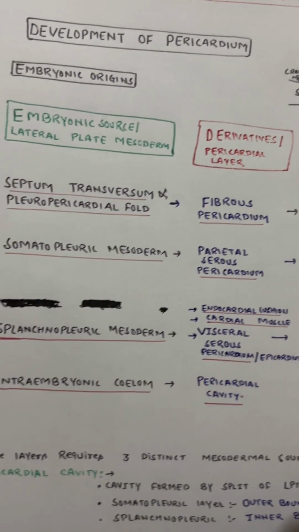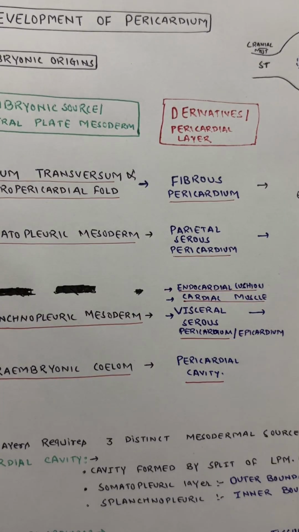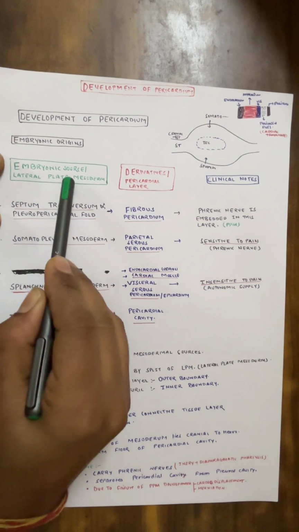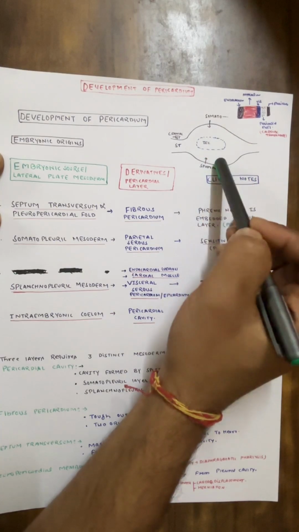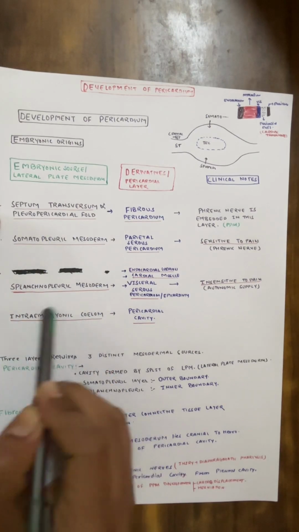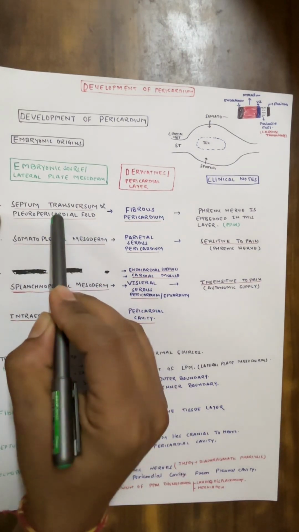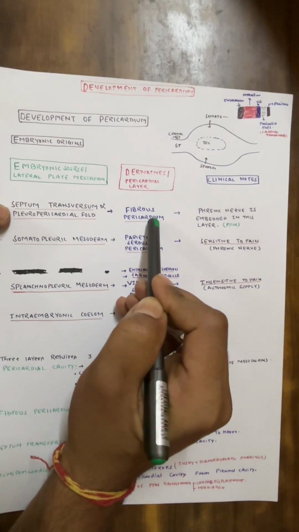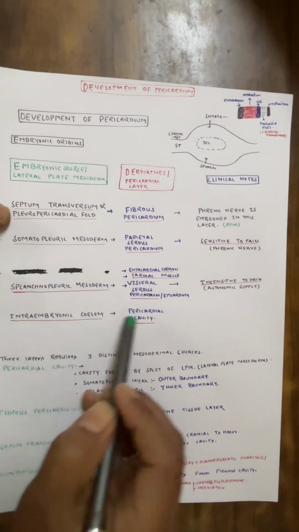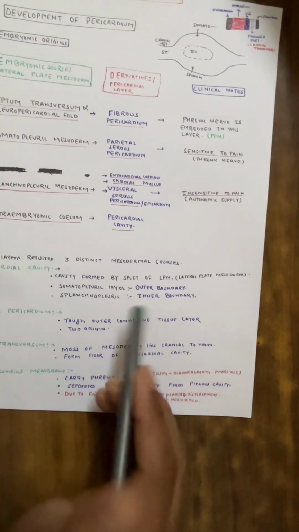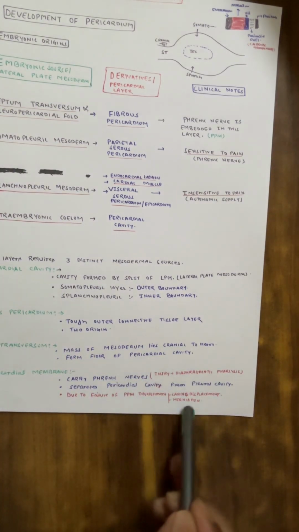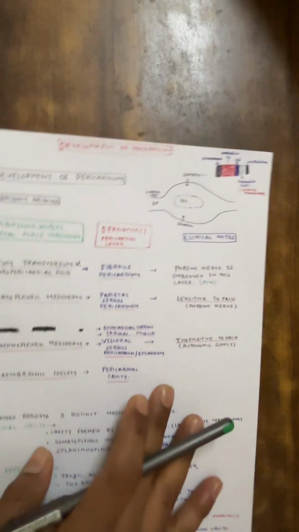Now, to summarize today's lecture, I'll focus on the important parts. We have the lateral plate mesoderm, which is split into two parts, one called somatopleuric mesoderm and one called splanchnopleuric mesoderm. Between the two we have a coelom called the intraembryonic coelom. The septum transversum and pleuropericardial fold form the fibrous pericardium, the outer part. This will form the parietal pericardium, this will form the visceral pericardium, and this will form the pericardial cavity. We now know about the cavity, the fibrous pericardium, the septum transversum, and the clinical significance. So this is all about the development of the pericardium.